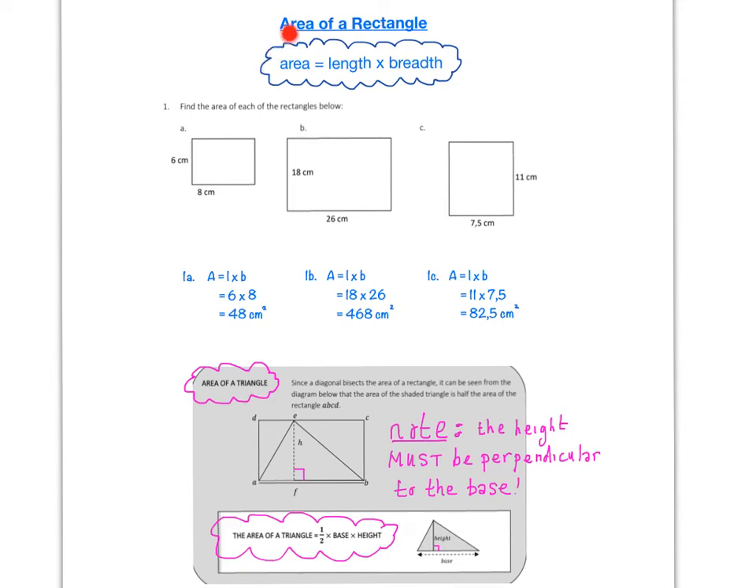Hi guys, today we're going to look at area of polygons. We work with three main polygons: the rectangle, the square, which is not drawn here, and the triangle.